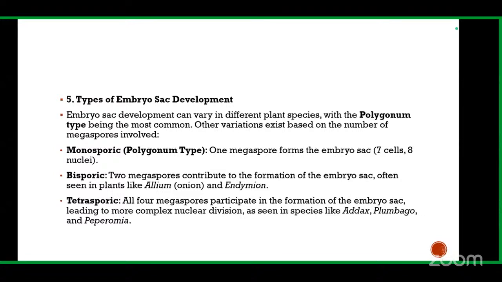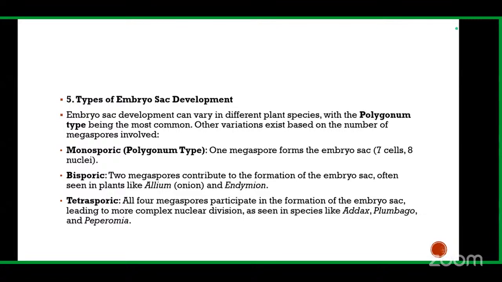What are the types of embryo sac development? It varies in different species, with the polygonum type being the most common, which I have discussed with you right now. Other variations exist based on the number of megaspores involved. In the monosporic type, there is the polygonum type. One megaspore forms the embryo sac. Means out of the four, three will degenerate and only one megaspore will form the embryo sac. 7 cells, 8 nuclei.